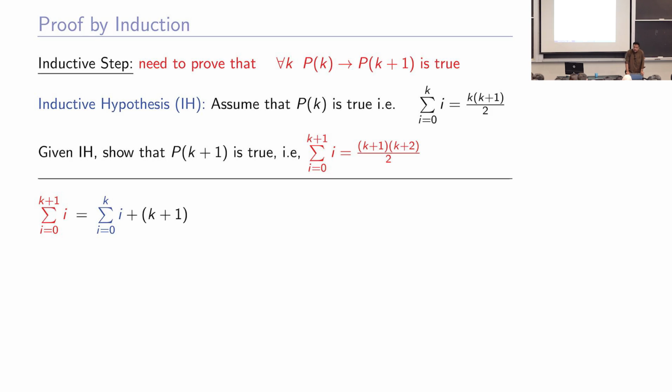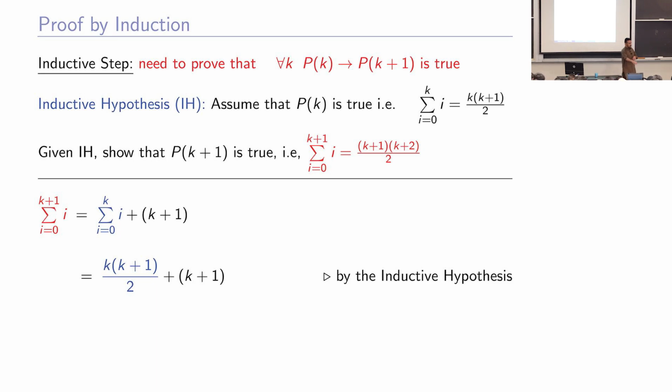What can I replace it with? Why? It is not proven, it is assumed. We are applying the direct proof. We assume that P of k is true. If P of k is talking about this summation, then I can substitute this with k into k plus 1 over 2.